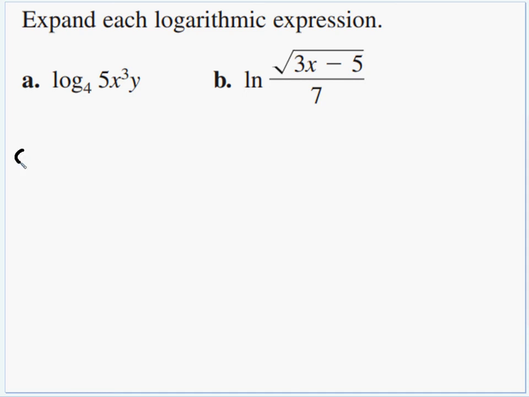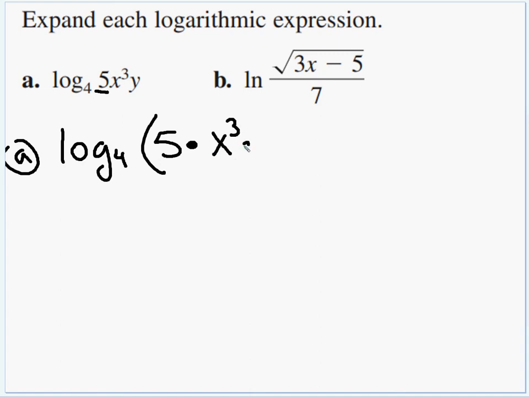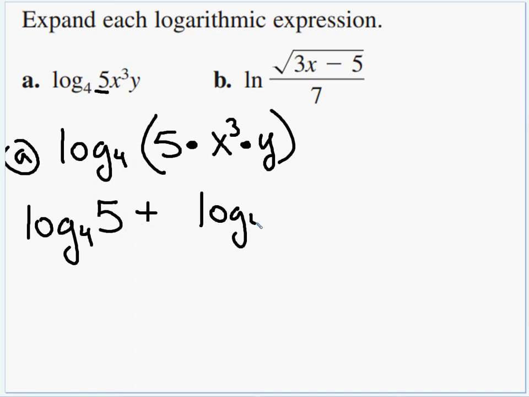So let's see, part A here. We've got a log base 4, and I'm just going to rewrite this. We've got a 5 times x cubed times y. So we've actually got 3 things multiplied together, so we can break this into 3 separate logarithms. We'll have a log base 4 of the first number 5, and then plus a log base 4 of x cubed, plus a log base 4 of y.